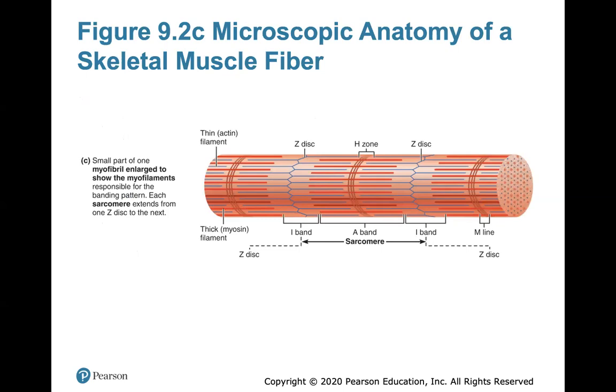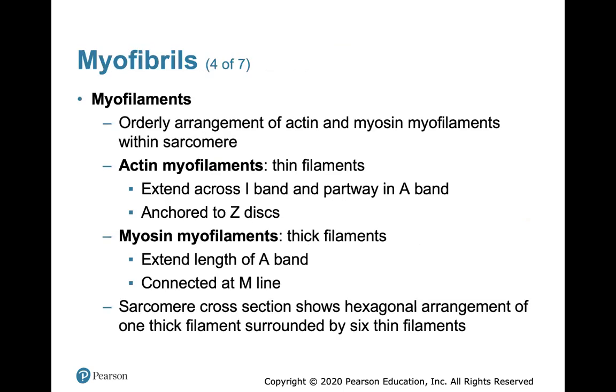And this is a look at the microscopic anatomy of a skeletal muscle fiber. You can see here that the sarcomere extends from one Z disc to another. And the I bands and A bands include different regions of myosin and actin filaments and how they overlap. The thick and thin filaments are just other words for myosin and actin. These are the myofilaments that will slide past each other, causing the sarcomere to shorten in a muscle contraction.